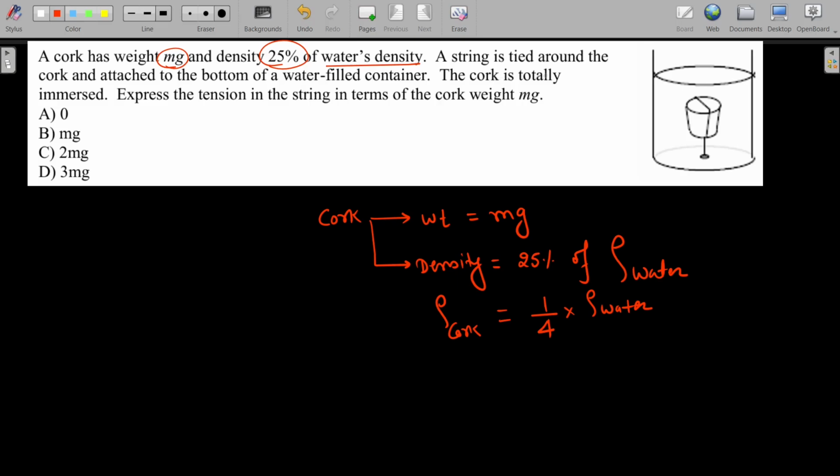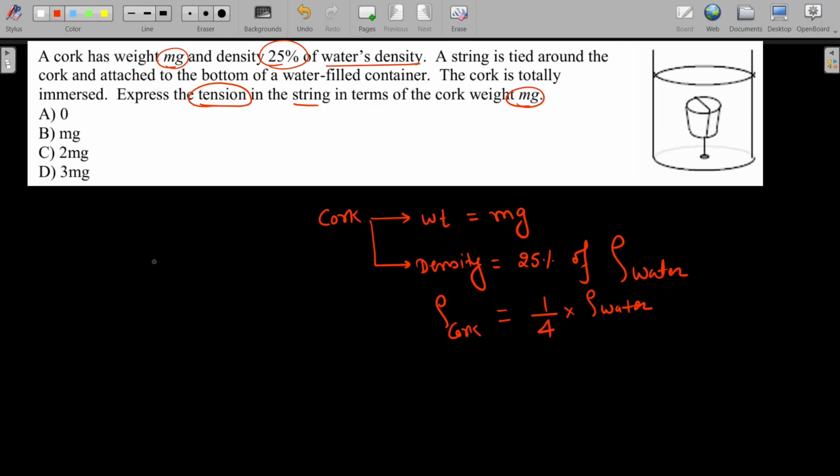A string is tied around the cork and attached to the bottom of a water filled container. So this container is water filled and a string is attached to the cork and it is fitted at the bottom. The cork is totally immersed in the water. Express the tension in the string in terms of cork weight mg. So we have to find the tension in the string which is attached with the cork.